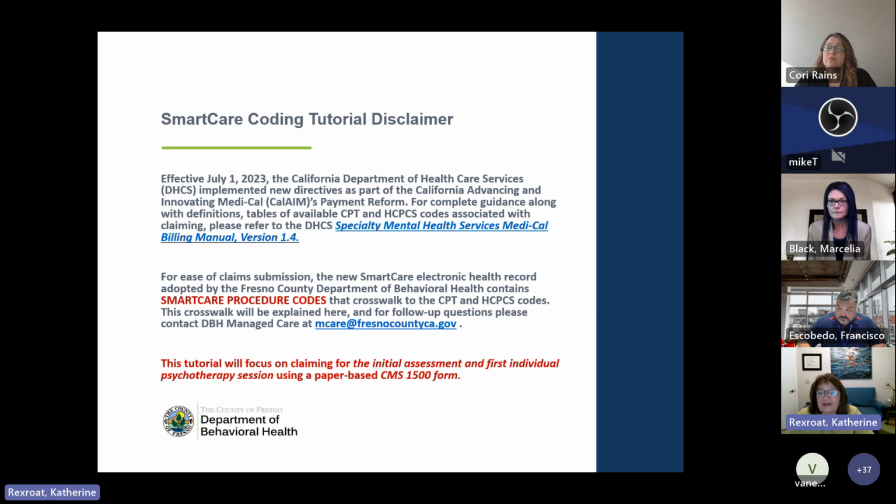For ease of claim submission, the new SmartCare electronic health record adopted by Fresno County Department of Behavioral Health contains new SmartCare procedure codes that crosswalk to the CPT and HCPC codes that have been adopted by Medi-Cal. This crosswalk will be explained here, and for follow-up questions after this meeting, please contact the DBH Managed Care Office at mcare@fresnocountyca.gov.